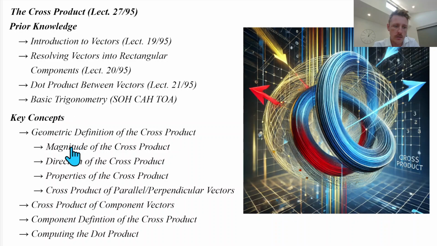So some of the key concepts we're going to cover are the geometric definition of the cross product. So we'll look at the magnitude of it, the direction of it, the properties of it, and then we'll look at the cross product between parallel and perpendicular vectors. We'll also look at the cross product of component vectors, the component definition of the cross product, and then how we can compute the cross product. So it's a fair bit to get through, but it's a very interesting idea. So let's jump into it.